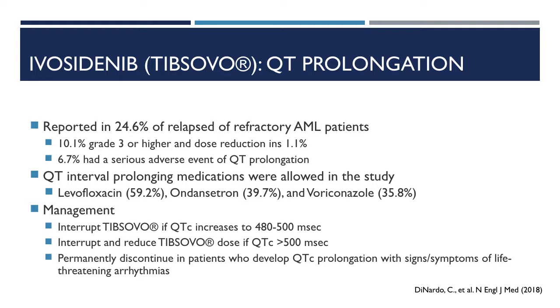For patients with QTc between 480 and 500, you'll interrupt their Tibsovo. Patients with a QTc greater than 500, you'll interrupt treatment and then reduce the dose when restarting. And you'll want to permanently discontinue it in patients with an elevated QTc and signs and symptoms of life-threatening arrhythmias. For patients that you'll be reinitiating therapy on after QTc prolongation, you'll want to monitor their ECG at least weekly after this for about 2 weeks.